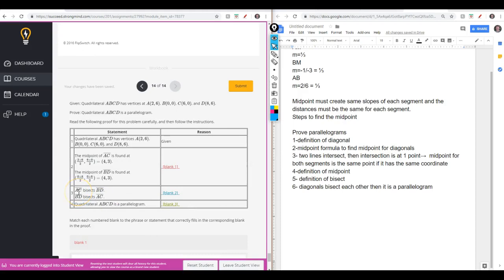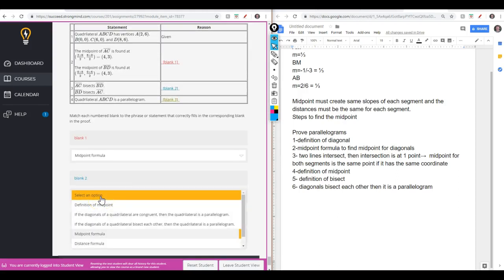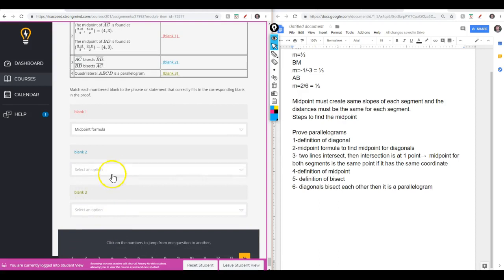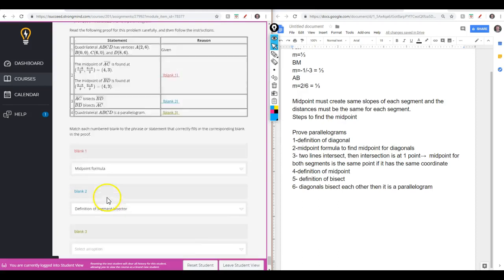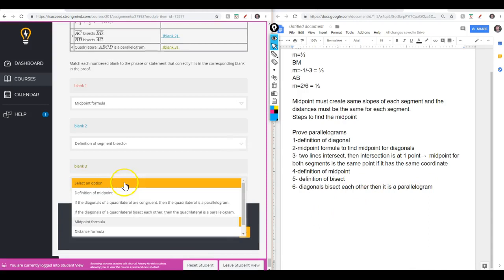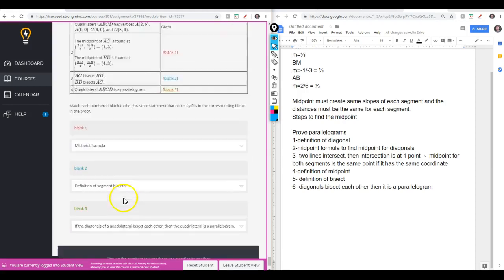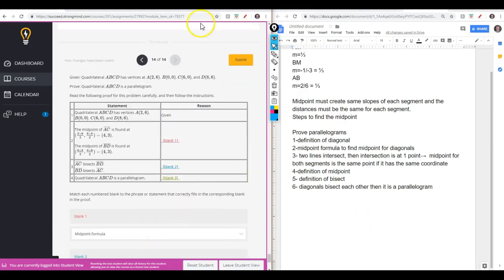So on this, it's just stating that it bisects each other, so there's no congruent symbols, so it's definition of bisect, or definition of segment bisector. Then blank 3. Diagonals bisect. If the diagonals bisect each other, then it is a parallelogram. Does that make sense? Yes, because the statement right above it just stated that the diagonals bisected each other. So that's how I would use my notes and the resources in Concept C to help answer this question.